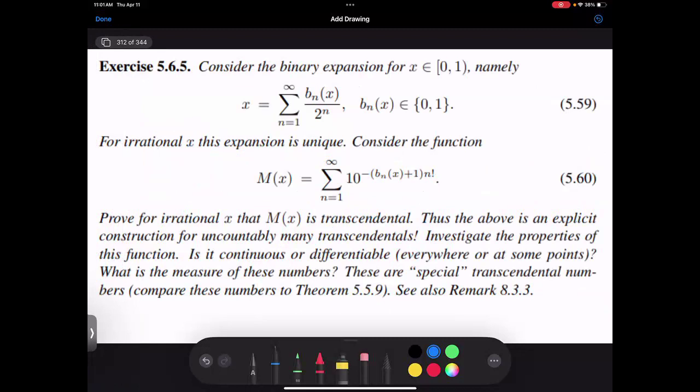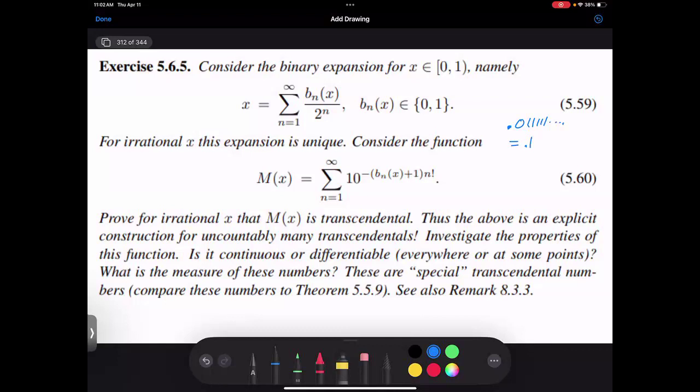So let's consider the binary expansion of any x in 0, 1. So I can write it as the sum of bn(x) over 2 to the n. So bn is the nth digit in its binary expansion. So all these digits are going to be 0 or 1. If I give you an irrational number, no two irrational numbers can have the same binary expansion. Unfortunately, if I give you 0.011111, that's the same as 0.1 in binary. So it is possible for some numbers to have the same binary expansion, but let's just take irrational numbers. And I'm going to define a function on the irrational numbers as follows. Take the nth binary digit and add 1.